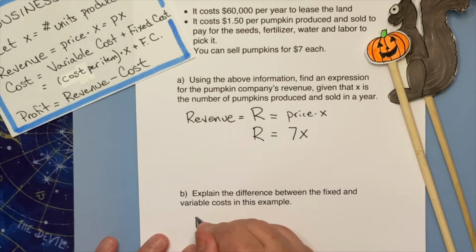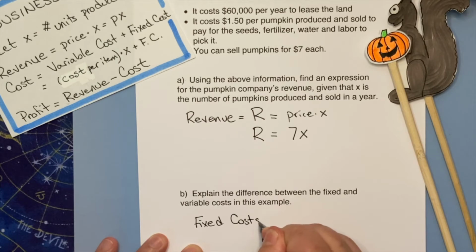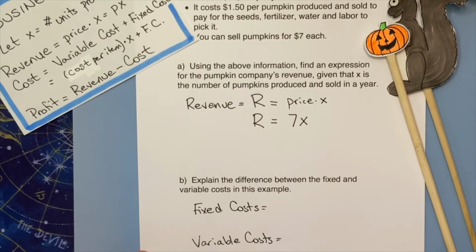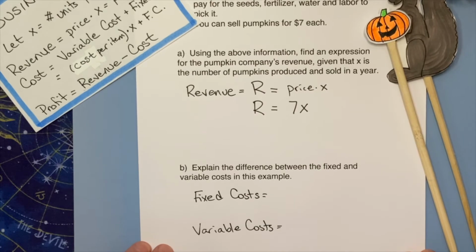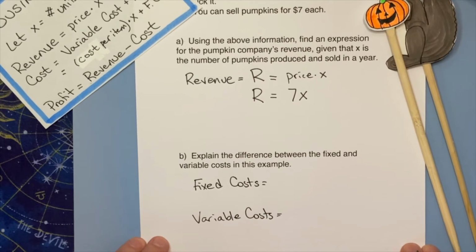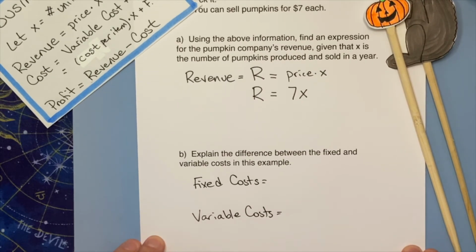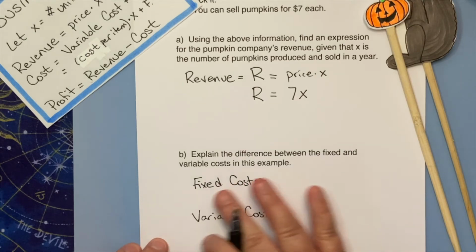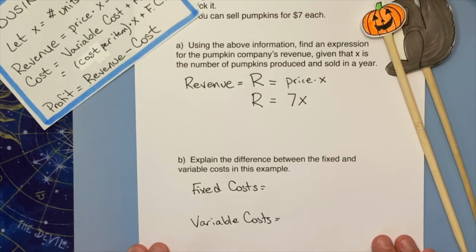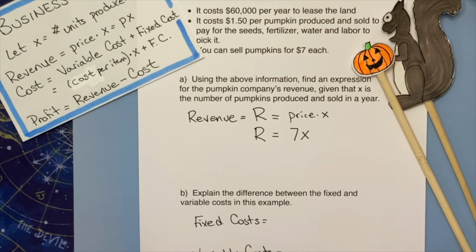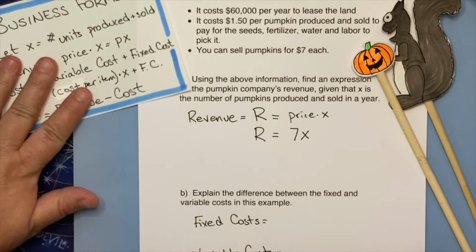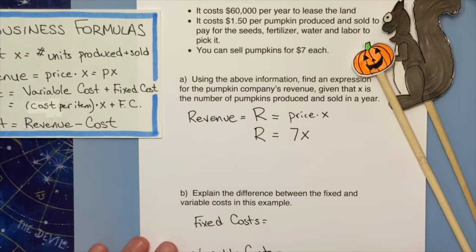For example, what are the fixed costs? And what are the variable costs? Okay, so we've got the fixed costs and the variable costs. And let's just go ahead and look at what sort of costs we have.